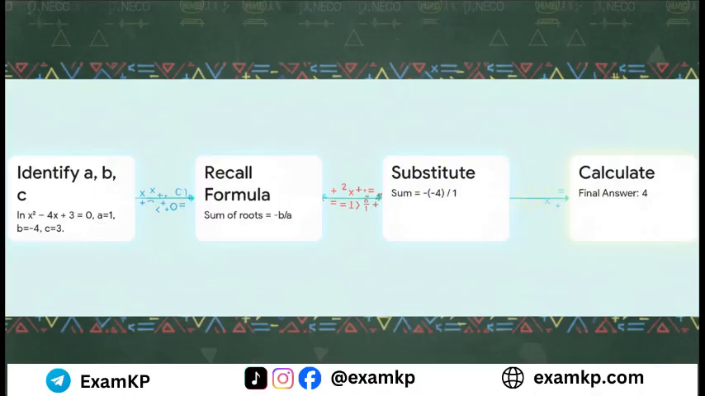Now you just need to remember the formula for the sum of roots. It's simply -b over A. Let's plug in the numbers. That's -4 divided by 1. The two negatives cancel out, so we get 4 divided by 1, which is just 4. Boom. Done. The sum of the roots is 4. See how easy that was?